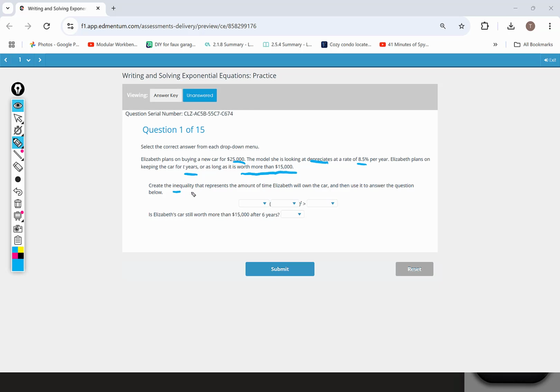They want us to create an inequality, so we know we're going to have a less than or greater than symbol. And in fact, they tell us right here what that symbol is going to look like. That represents the amount of time Elizabeth will own the car and then use it to answer the question.